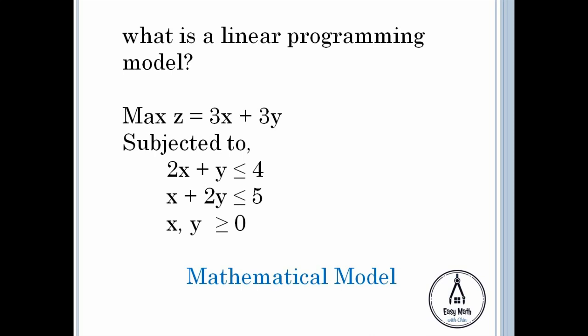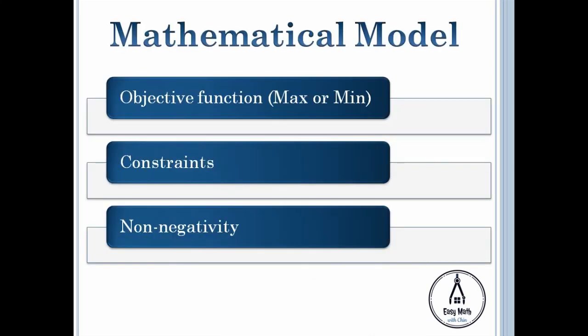However, we can divide a mathematical model into three parts. The first one is an objective function. It can be a maximization or a minimization. The second part is constraints, and the third is non-negativity. In linear programming, the objective function is a function with unknown variables, and it is subjected to a set of linear inequalities. Those are the constraints.